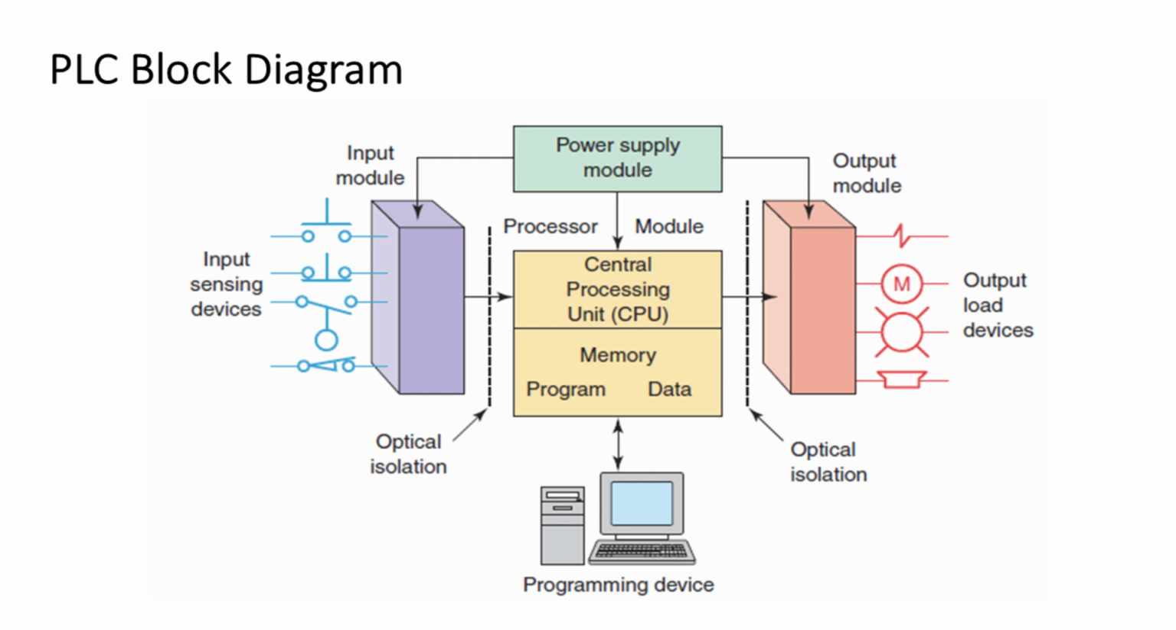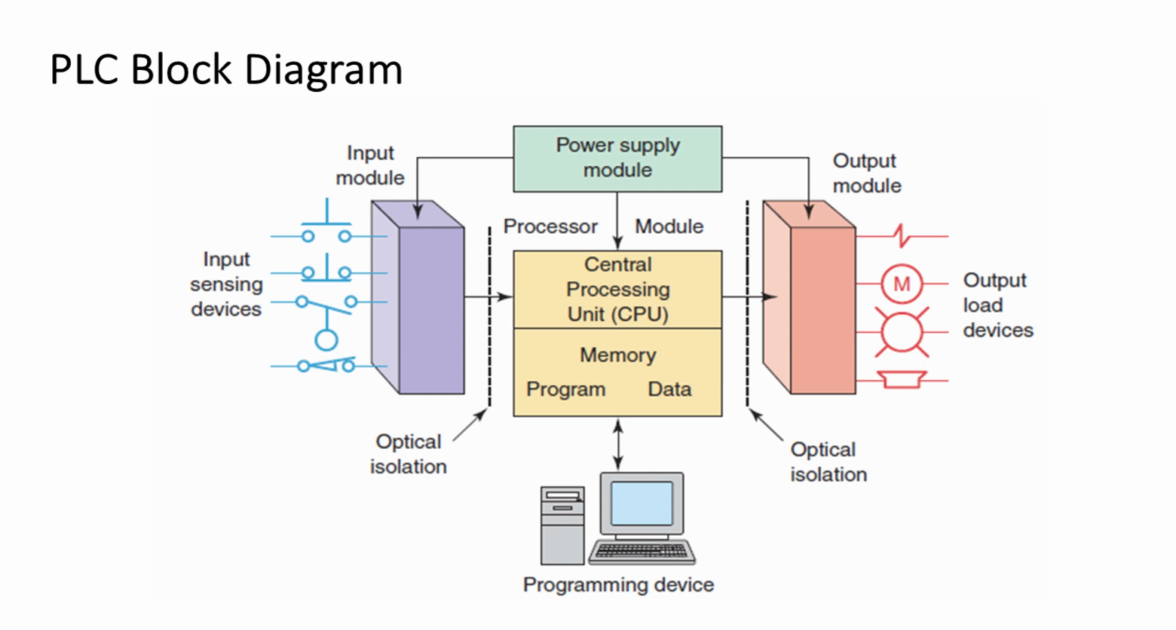In the center is the CPU, the brain of the PLC. The CPU continuously scans inputs, runs the logic stored in its memory, and updates the outputs accordingly. The memory stores both the program instructions, ladder logic, and the data needed to run the process. Below, you see the programming device, usually a computer running software like RSLogix or Studio 5000. This is how engineers write, test, and download programs into the PLC's memory.